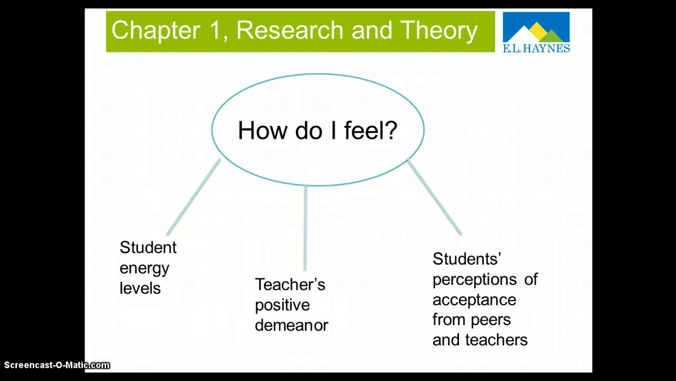We all know that the classroom certainly influences emotional state. This book looks at 3 areas in which classroom environment can impact a student's ability to attend. Classroom activities influence student energy levels, which in turn impact attention. Also, the teacher's demeanor and the student's perception of acceptance by peers and teachers can either positively or negatively impact the student's ability to attend.